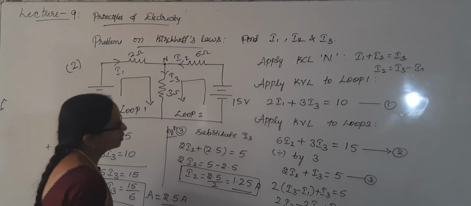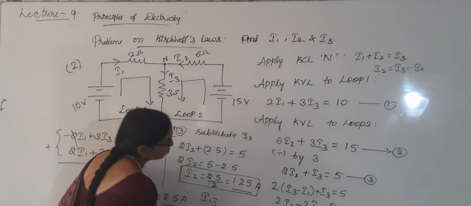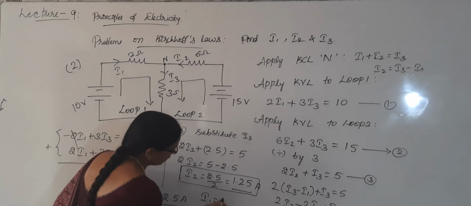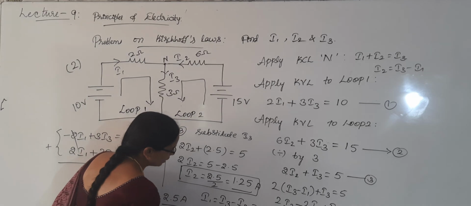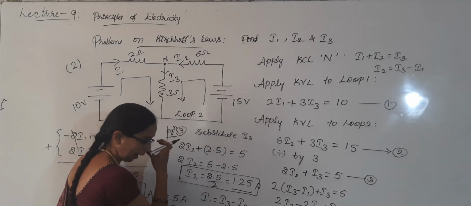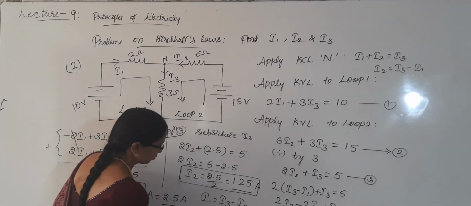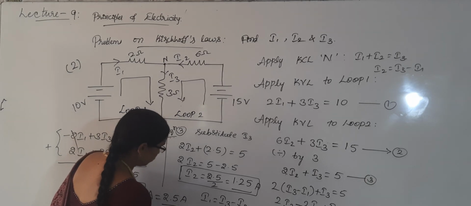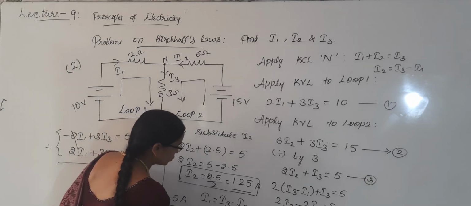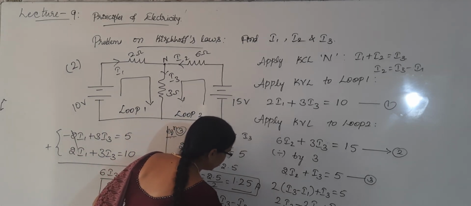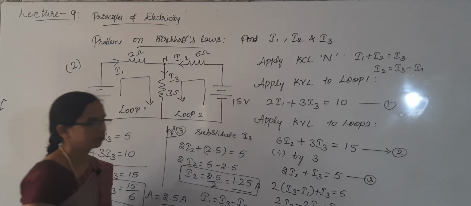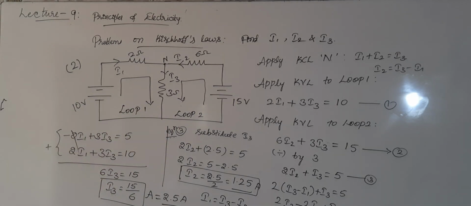I1 is equal to what? I1 is equal to I3 minus I2. I3 is equal to 2.5 minus I2 is 1.25. So that will be equal to 1.25 amperes. Okay. I1 and I2 are same.